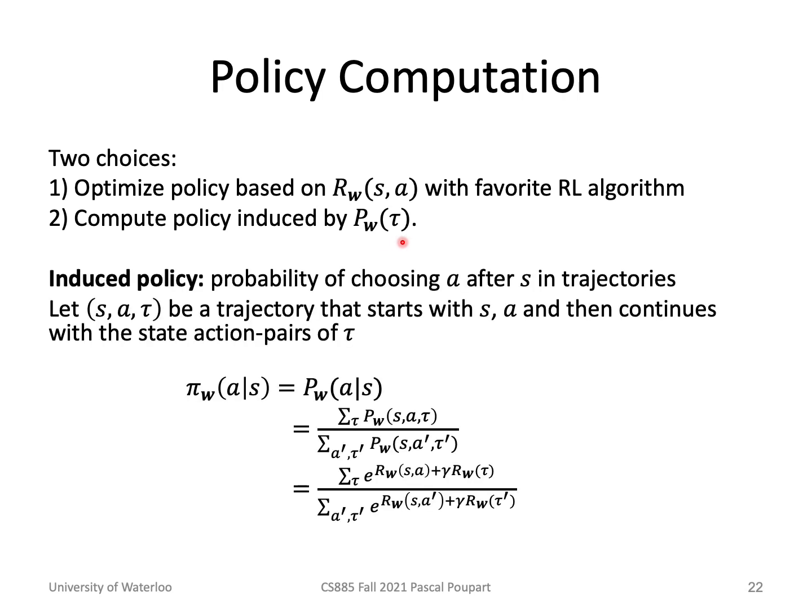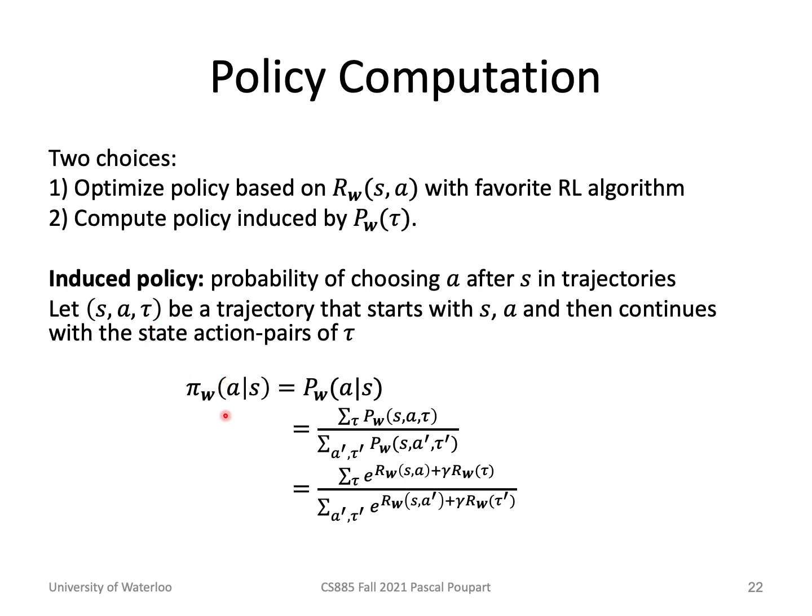So here the idea is that we can induce a policy simply by looking at what is the probability of choosing an action A after arriving in state S in the trajectories that we already have. So to understand that, let's say that we have a trajectory that corresponds to a state S, action A, and then more state action pairs that are captured by tau. So tau is normally a trajectory, but now I'm going to use SA tau as being a longer trajectory that starts with S and A, continues with tau.